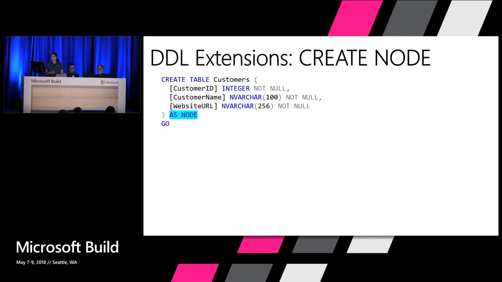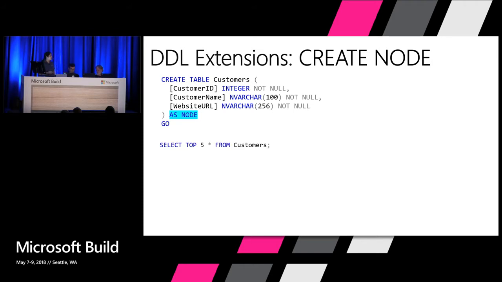So let's see how you will create a node, or what the DDL extensions look like in the graph database. If you want to create a node, you will create a table. All data types are supported, all indexes are supported, all constraints are supported, and you just add AS NODE in the end to your CREATE TABLE statement while creating a node table. Now you may ask, if this is just a table, why are we creating this different type of table? Why are we adding this AS NODE in the end and not just create a regular table?